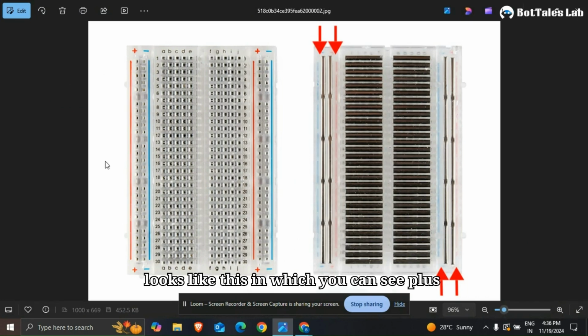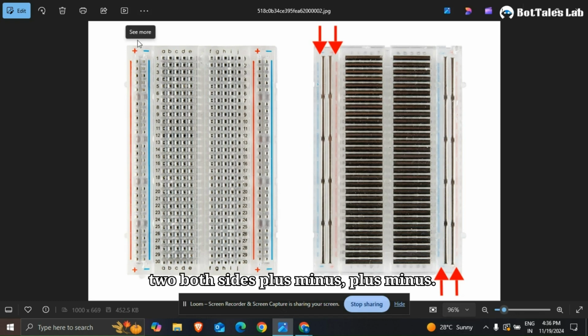Basically, you will see it looks like this, in which you can see plus and minus on this side. This whole plus line is connected like this. As you can see, this whole line is connected with one metal strip. This is also connected with one metal strip. The same goes for this one, and this one is also connected with a metal strip.